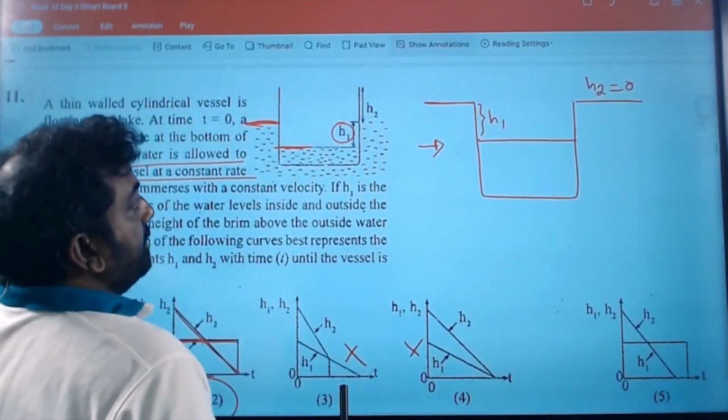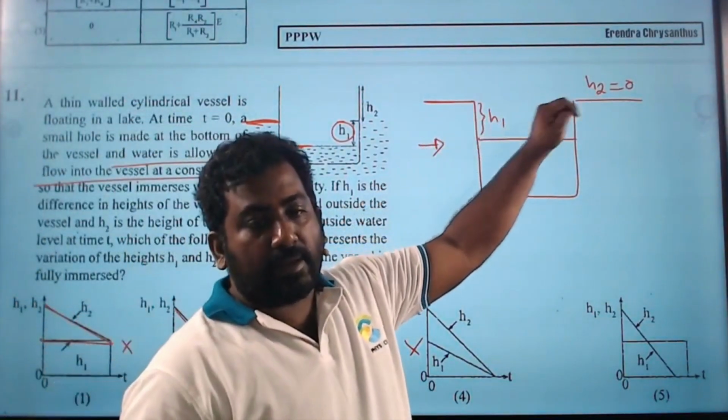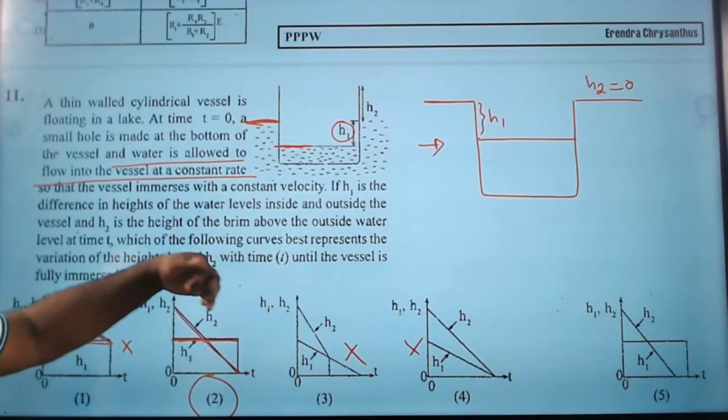From this diagram it's clear. Outer inner layer H1, but H2 has become 0. So they are asking you which best represents the variation of H1 and H2 with time.